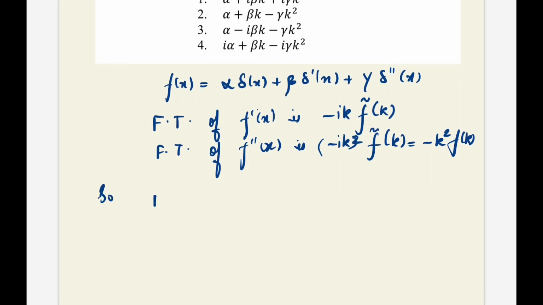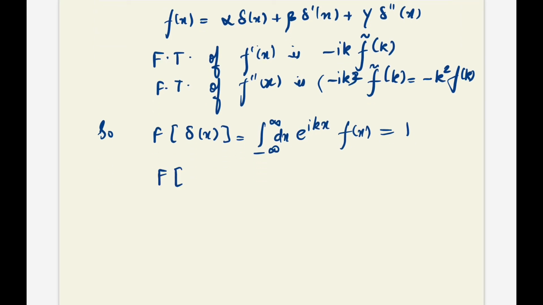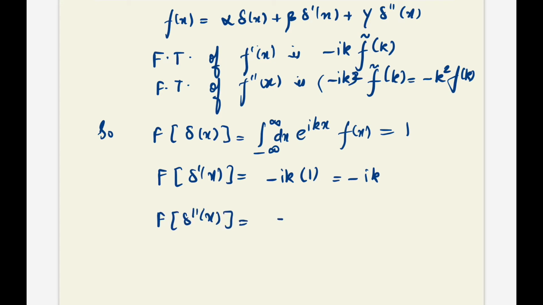Therefore, the Fourier transform of delta x equals the integral from minus infinity to infinity of e to the power ikx dx, which is given to be 1. Now the Fourier transform of delta prime x will be minus ik multiplied by 1, which is minus ik. The Fourier transform of delta double prime x will be minus ik squared, times the Fourier transform of delta x, which is 1 as done in the previous step also. This equals minus k squared.